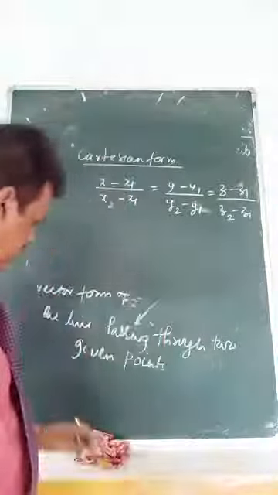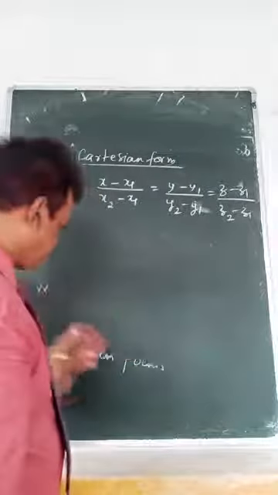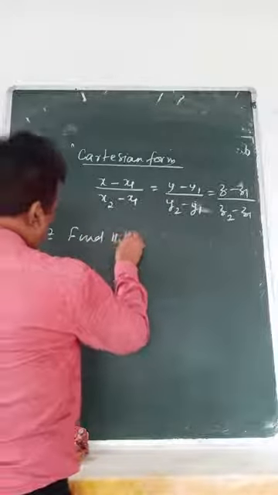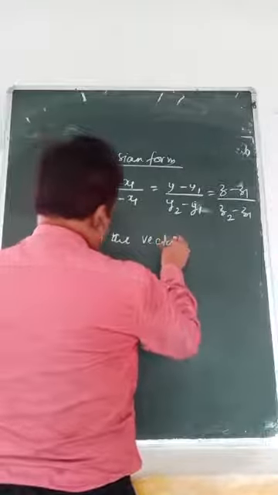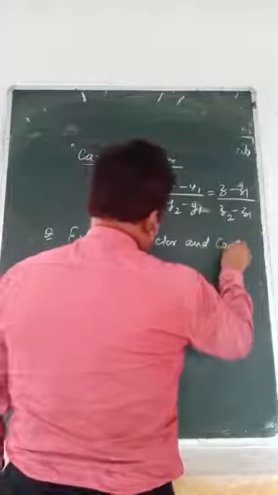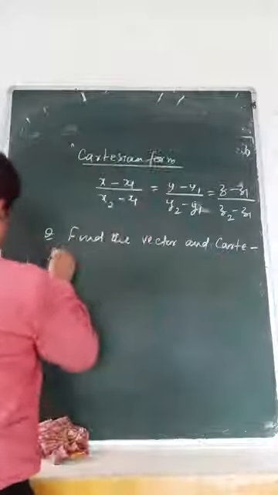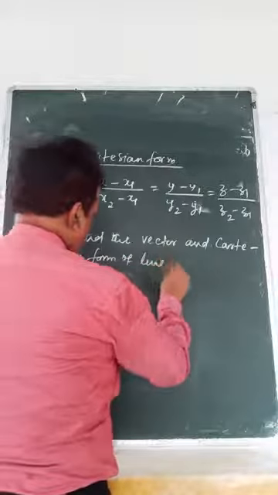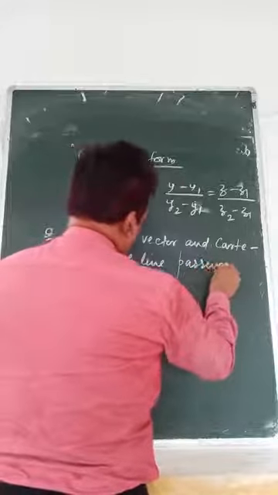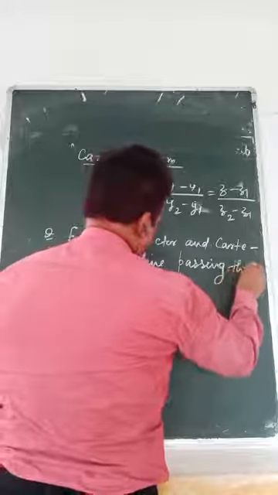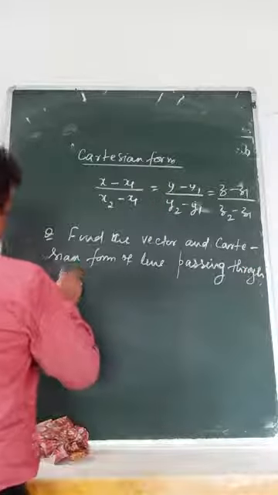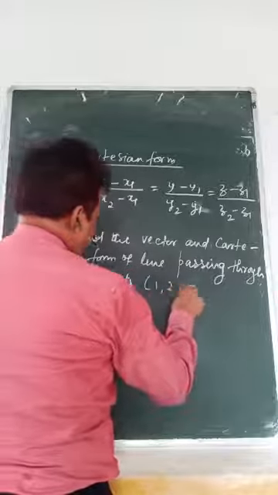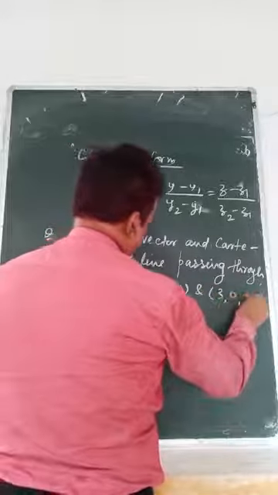Okay, now let's take a simple question of this. Question is, find the vector and Cartesian form of line passing through the points 1, 2, 1 and 3, 0, 2 respectively.